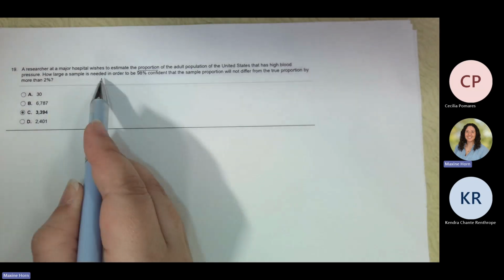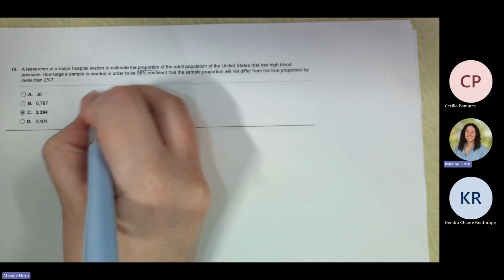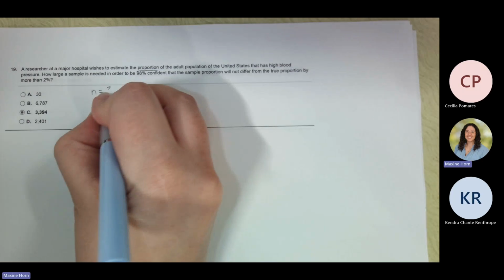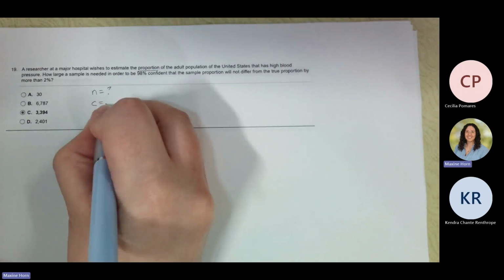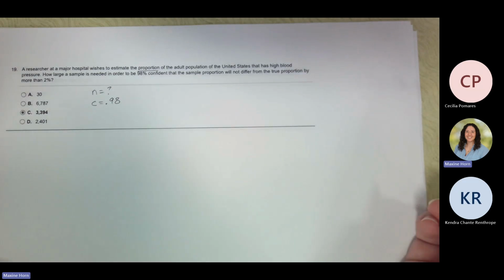These are the words you're looking out for to tell you what kind of problem this is: proportion, of the adult population of the United States that has high blood pressure. How large a sample is needed? So we're going to be finding n, right? How large a sample is needed in order to be 98% confident, 0.98, that the sample proportion will not differ from the true proportion by more than 2%.